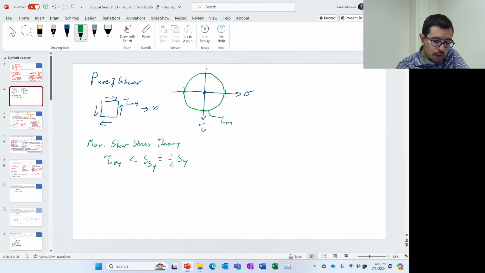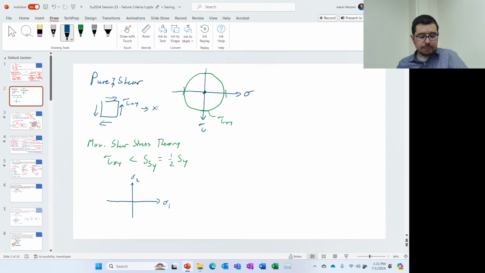So on a sigma 1, sigma 2 plot, let's do sigma 1, let's do sigma 2 like this. What does this mean? Well, first off, where are sigma 1 and sigma 2 for pure shear on the Mohr circle? Where are sigma 1 and sigma 2 on this plot?